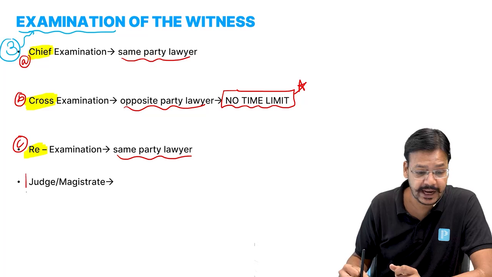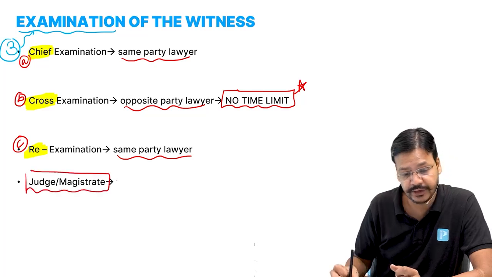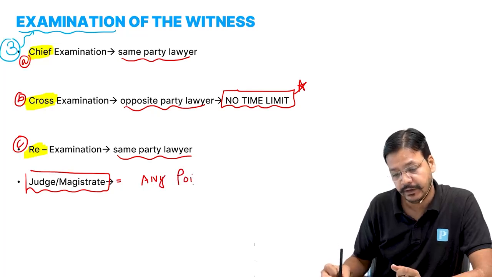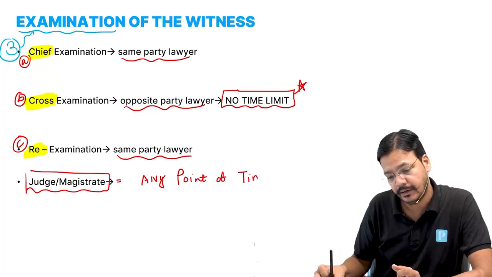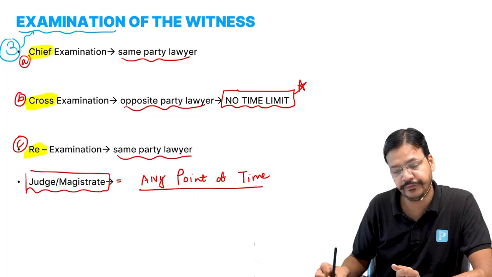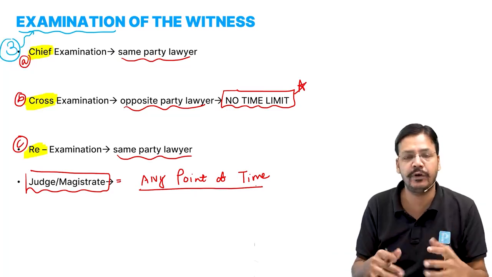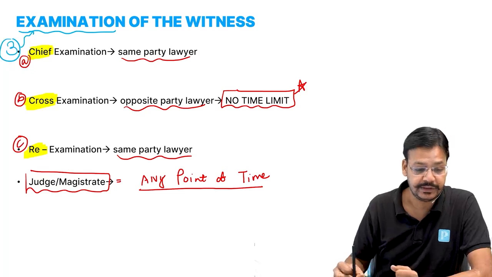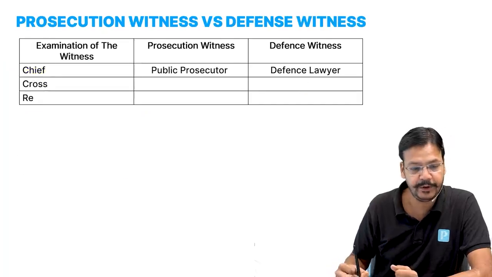But when can the judge ask a question? Judge or magistrate can ask a question at any point of time. In chief, cross and re, at any point of time, judge or magistrate can ask a question. So these are the 3 examinations in sequence. Judge and magistrate can ask questions at any point of time.